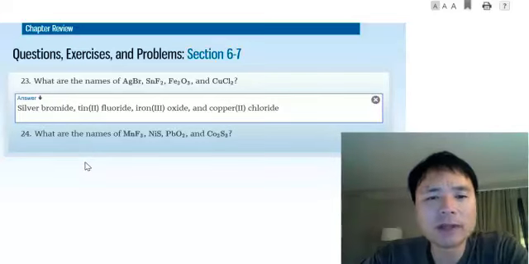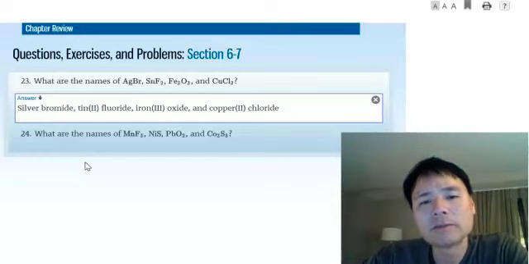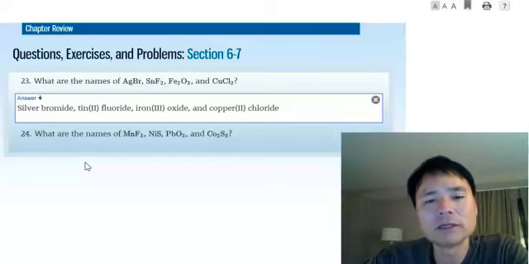Okay, let's move on to 24. What are the names of MnF3? MnF3, that's Mn's manganese, F, that's going to be fluoride, and so fluoride's a -1, so that's going to be manganese 3. Manganese Roman numeral 3, in parentheses, fluoride.